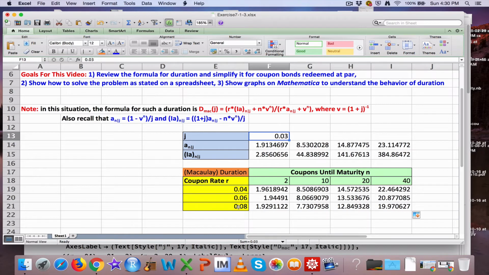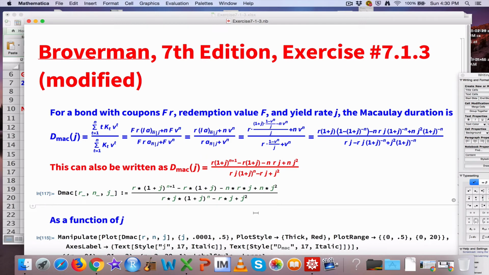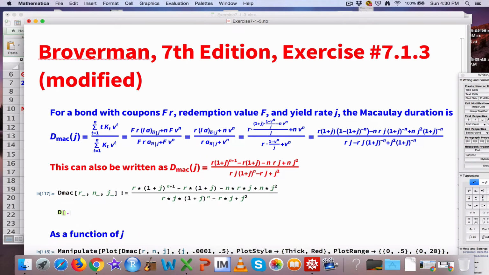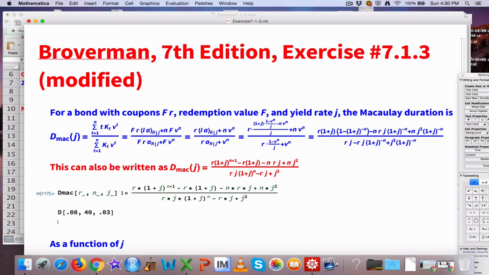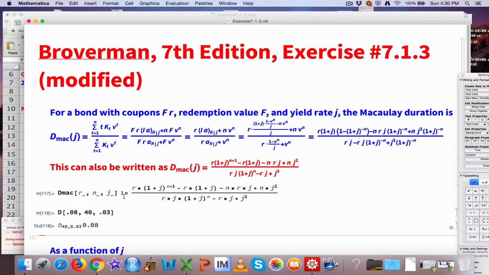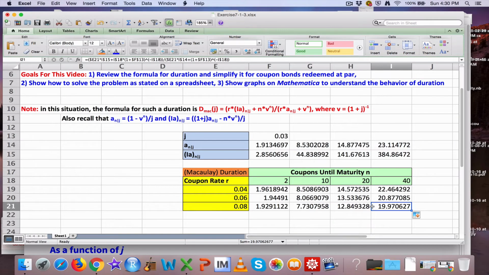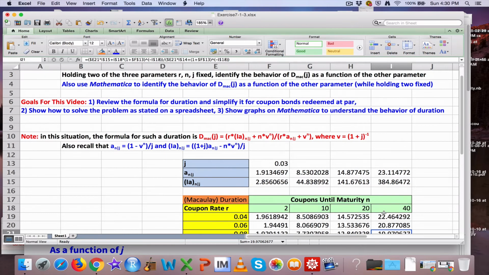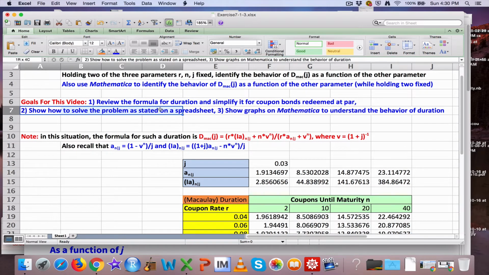J is 0.03, R is 0.08, and N is 40. Should get 19.97. I plugged this function into Mathematica. What was R? I forgot R. 0.08, I think. N was 40, and J was 0.03. I think that's correct. Enter that into Mathematica. Oh, ignore that. Why did it do that? Oh, Dmac, that's why. 19.9706. Yes, this looks good. Okay, 19.9706. So now I've essentially shown how to solve the problem in a spreadsheet in the sense of programming the spreadsheet.